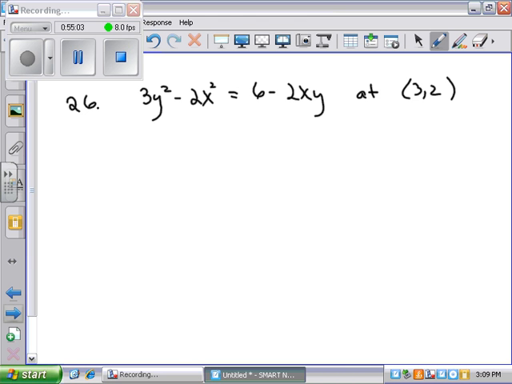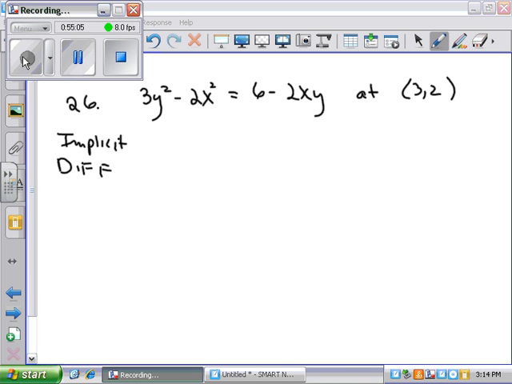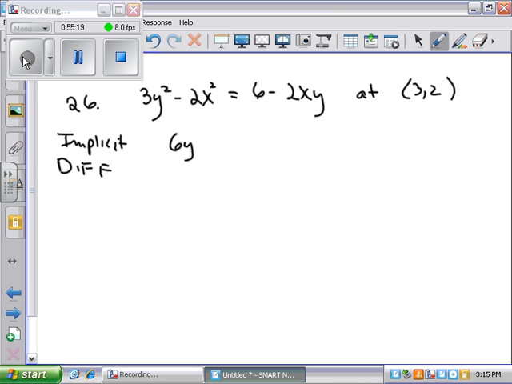Oh, I'm still recording? I didn't mean that. Okay, implicit differentiation, you've got to get dy/dx, but you have to do a couple extra steps when it's not just y equals a function of x. That would be explicit. So we're going to take the derivative of each term using all our little rules. So we have 6y dy/dx. If you're taking the derivative with respect to x and the variable is not x, you need to multiply by its derivative following the chain rule.